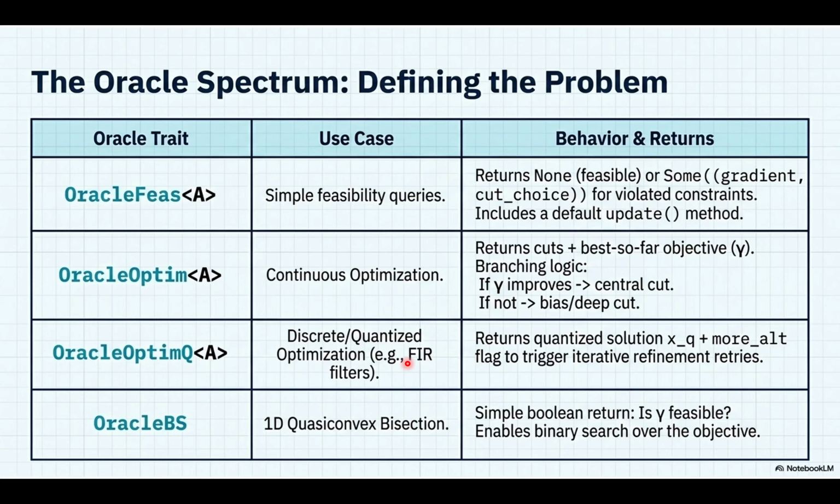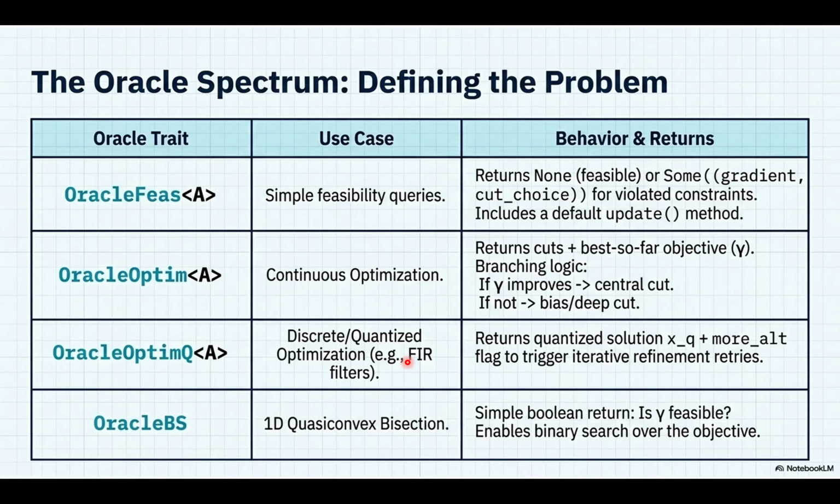Okay. If you are designing physical hardware, say the components of a radio antenna, you can't go to a catalog and buy a resistor with infinite decimal precision. You have to buy a resistor that exists in a whole number or on a specific step size on a quantized grid. Right, you can't have half a physical component. Precisely. The math has to snap to a grid. Yeah. So Oracle Optim Q handles this by returning a quantized solution. But here is the brilliant part.